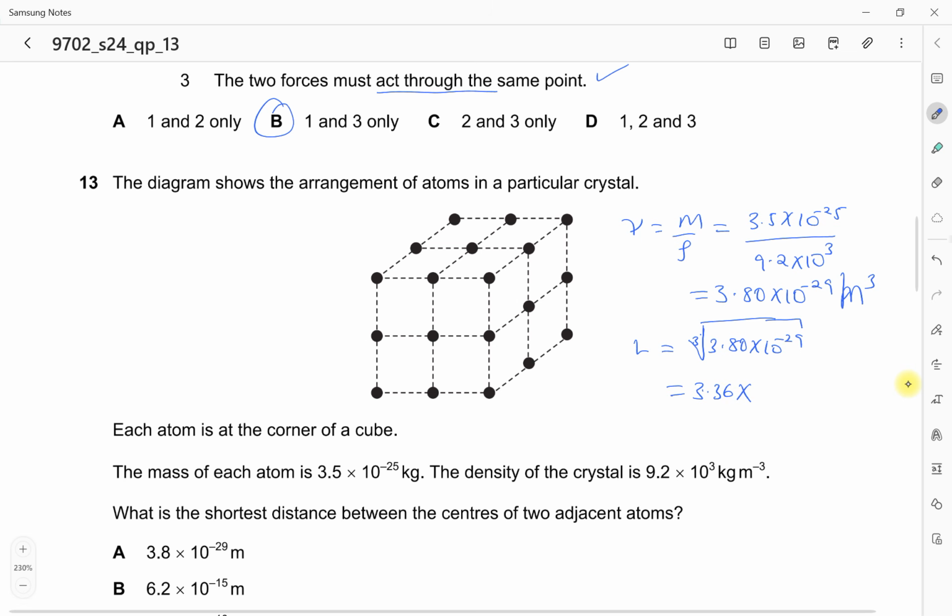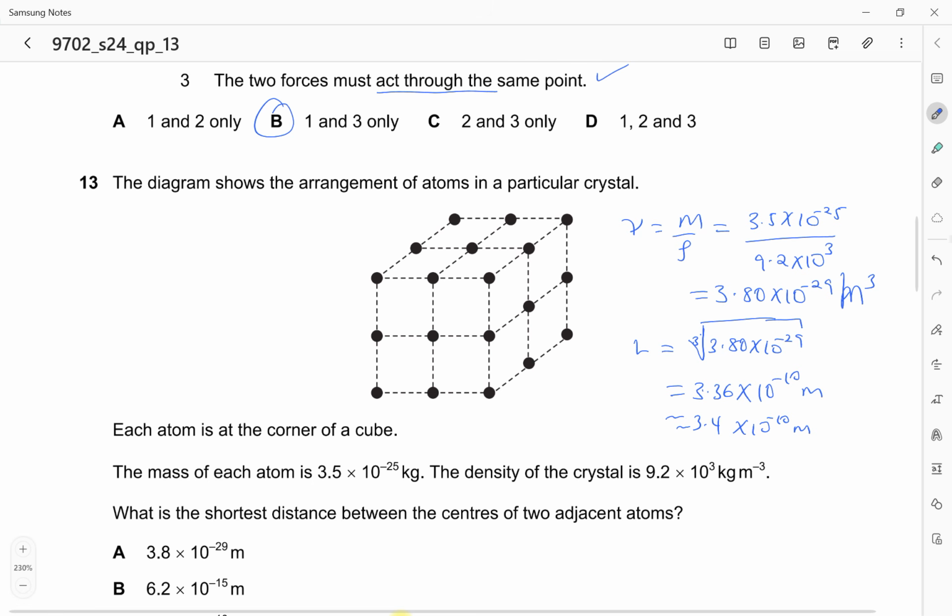3.36 times 10 to the power of minus 10 meters. Okay, because this is just an estimate, and we have even rounded off this, this can be rounded off to 3.4 times 10 to the power of minus 10 meters, because this is a very small distance.